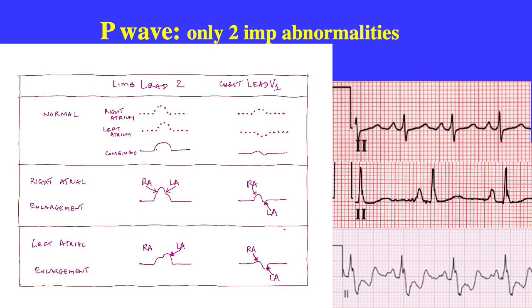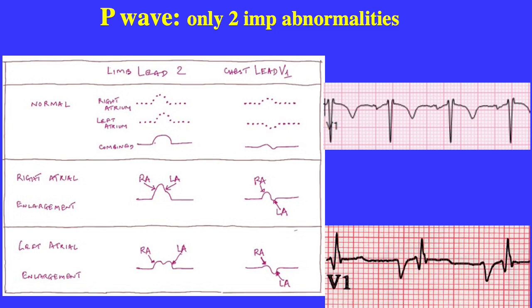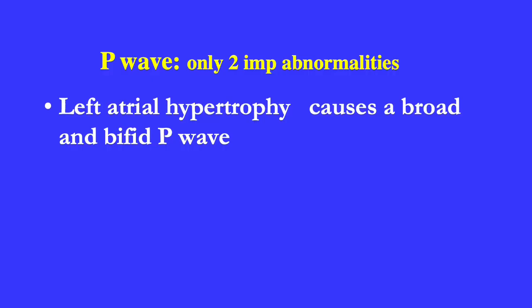So the middle panel is right atrial enlargement, and the lowest panel is left atrial enlargement, and this EKG strip is from limb lead 2. Similarly, in limb lead 3, you will see that in the lowest panel, the terminal vector of the P wave in V1 is negative, suggesting left atrial enlargement. So the P wave has 2 abnormalities.